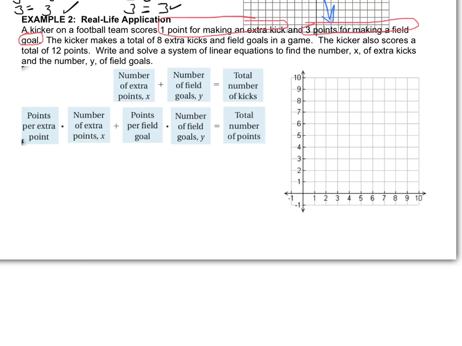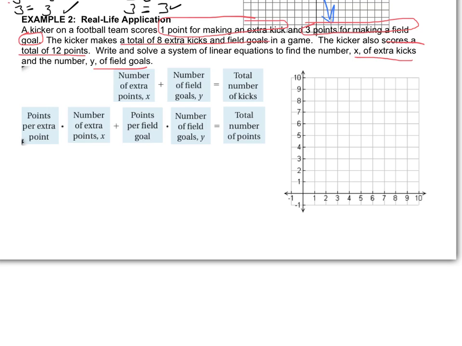A kicker makes a total of 8 extra kicks and field goals. The kicker scores a total of 12 points. Write and solve a system of linear equations to find the number of extra points and the number of field goals. They're also defining for us that the extra kicks are x's and the y's are our field goals. So x's and y's, we've defined our variables.